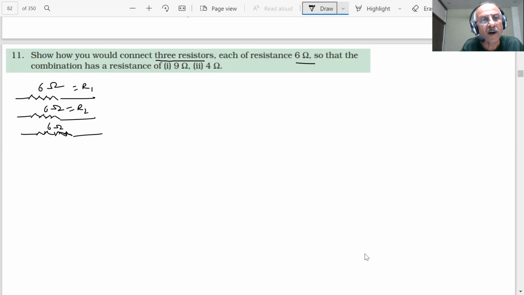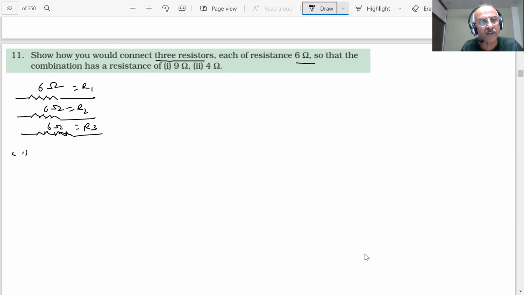R1, R2, R3. How would you connect them, students, so that you can get 9 ohms and 4 ohms? What are the ways you can connect? In series, in parallel, or series-parallel combinations? You have to try different combinations and find the values. You have 2 minutes to answer the question, students.